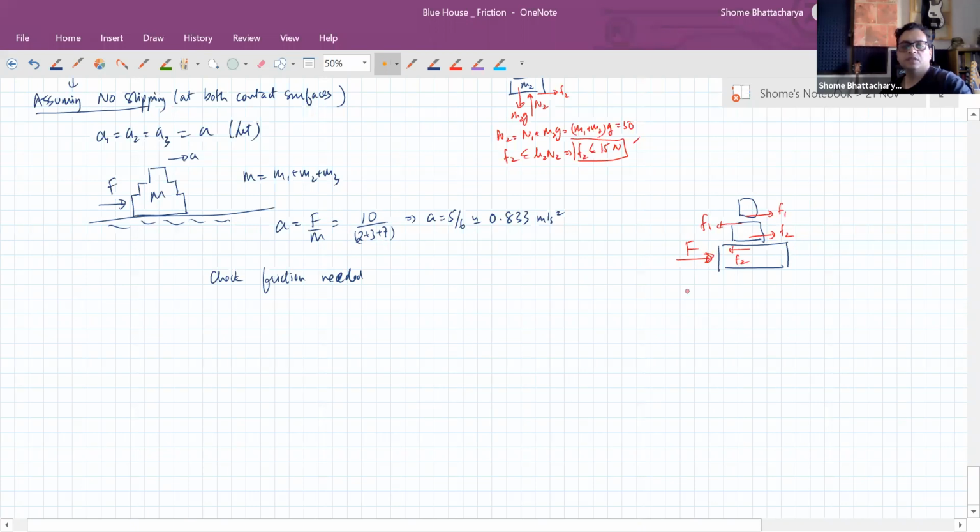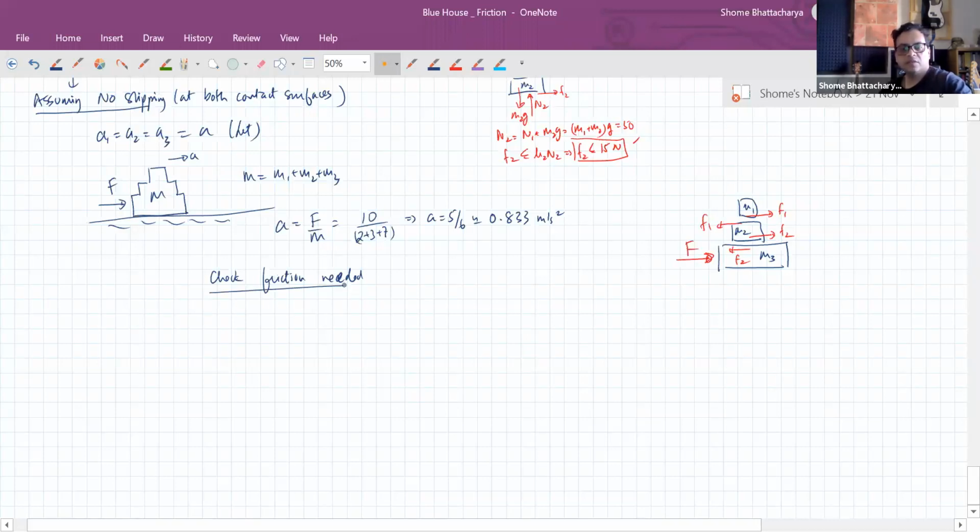Tendency for slipping decides the friction's direction. How do we understand it? If friction was not there, then this block would have slipped forward, towards the right. So on it, friction has to act towards the left. So this friction acting on the middle block M2 is the reaction for the friction acting on the lower block M3. So this and this have to be in opposite directions. Similarly for the other pair.